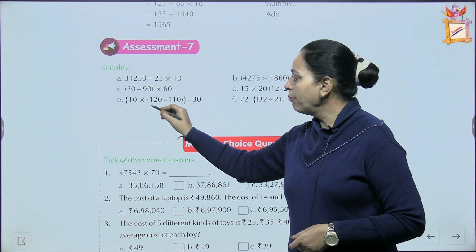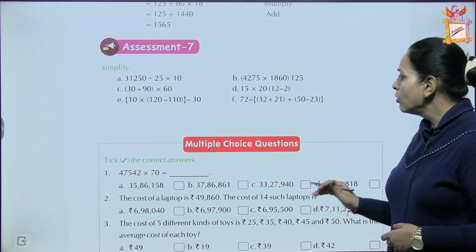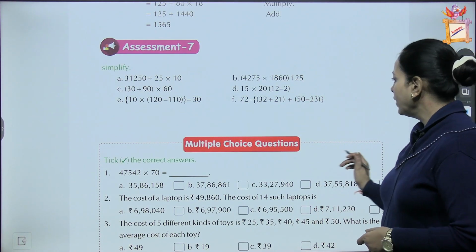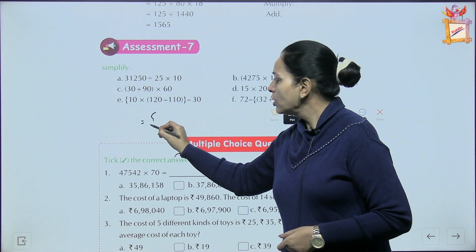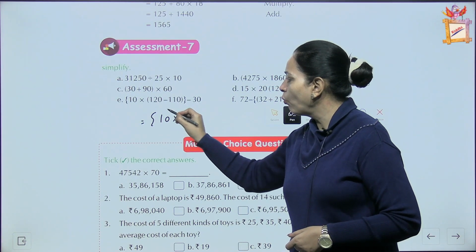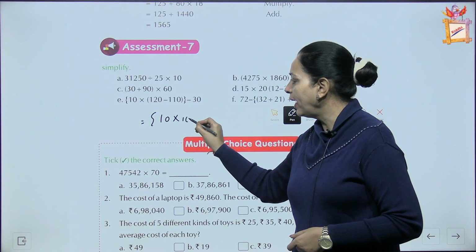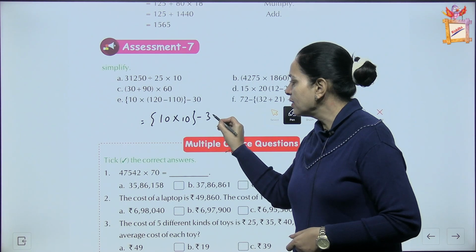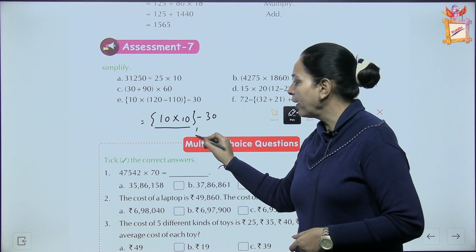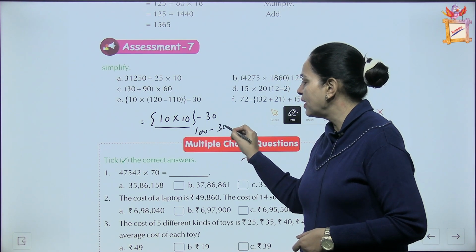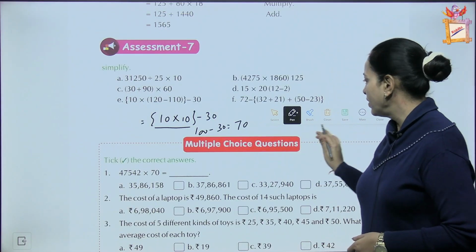So similarly you can try like E part here. We have this curly bracket and the small bracket. So first solve the inner bracket. So this bracket as it is, 10 into 120 minus 110, 10 minus 30. Now solve this bracket, 100 minus 30, answer is 70.